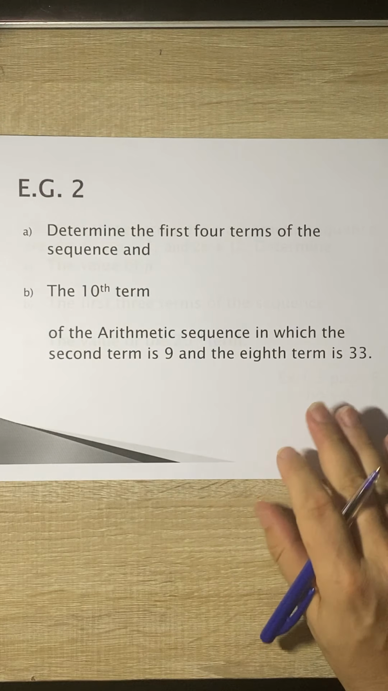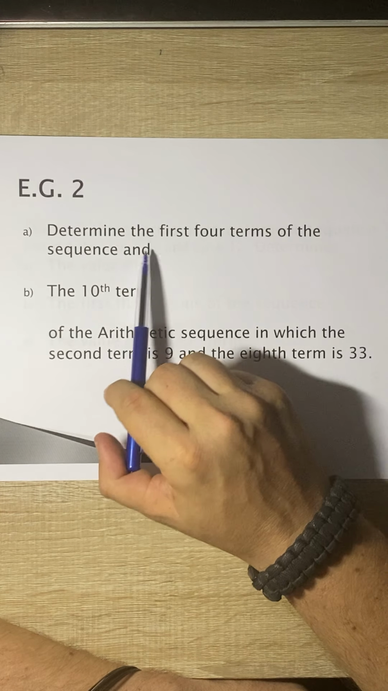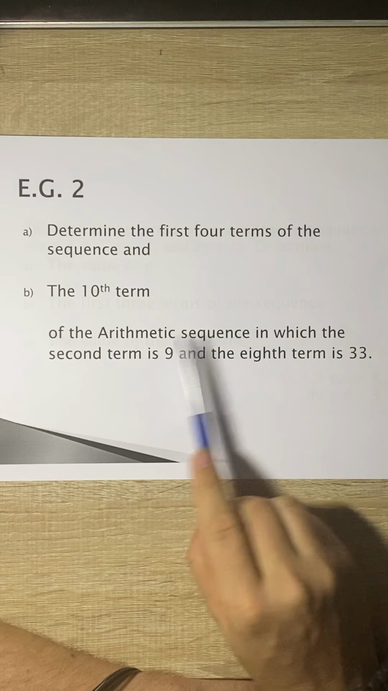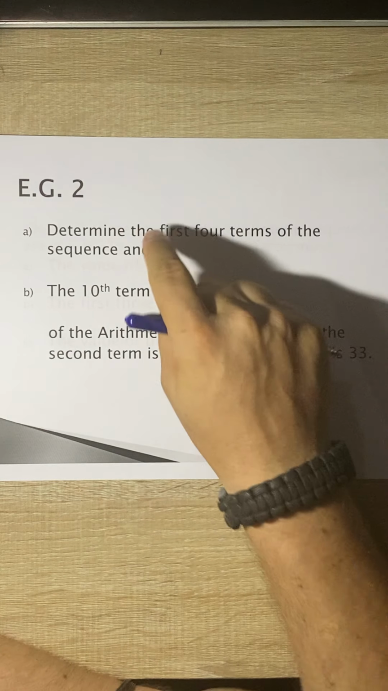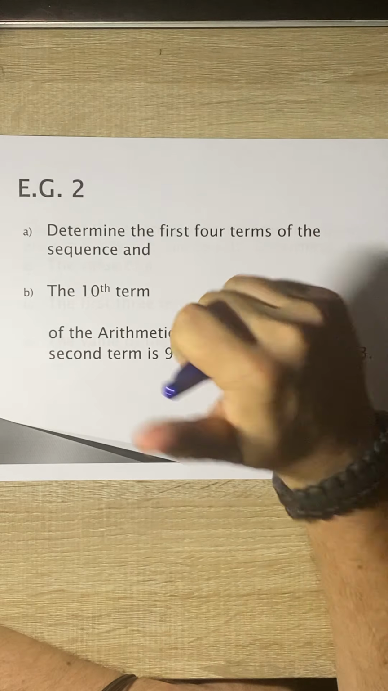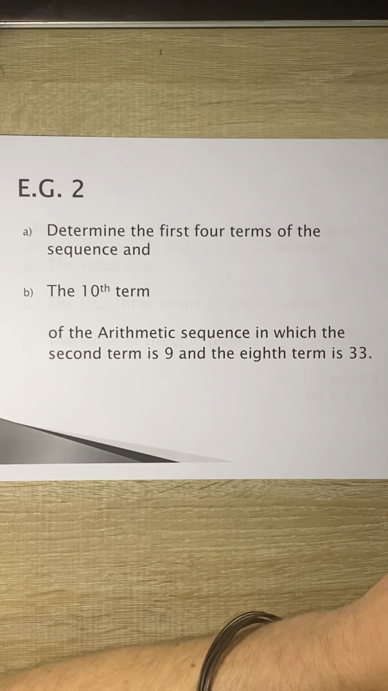Next example is saying determine the first 4 terms of the sequence and the 10th term of an arithmetic sequence in which the second term is 9 and the 8th term is 33. So before I start answering any of these things, what I want to do is find out what A is and what D is, just like what I did with the previous example. Okay, so example 2.